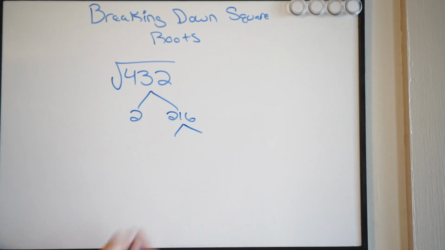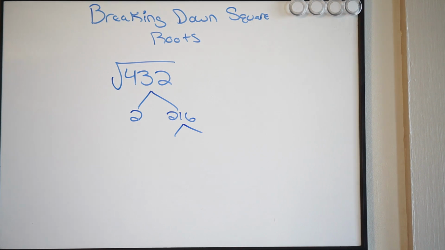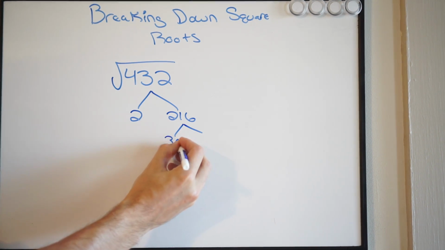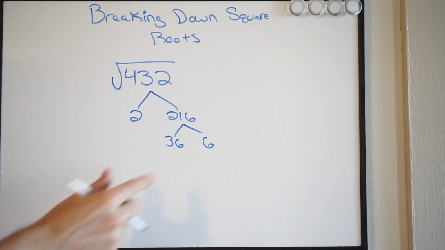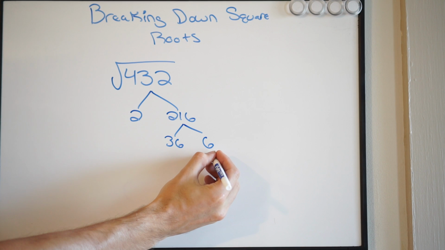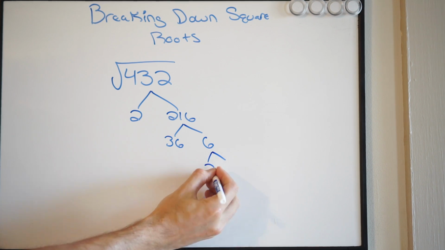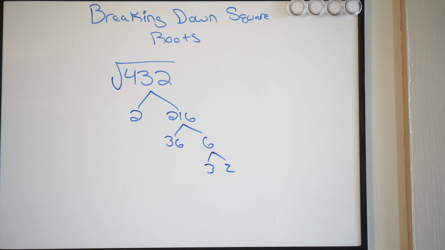So right here, if I were to break this down, two numbers that multiply to give me 216. Well, that's going to be 36 and 6. Again, I can keep going further because these are not prime numbers. So let's work on the 6. Breaking this down, we get 3 and 2. Here are prime numbers, so I don't go any further.